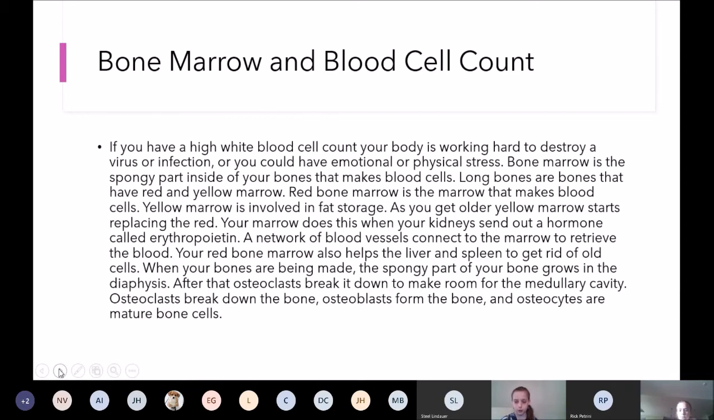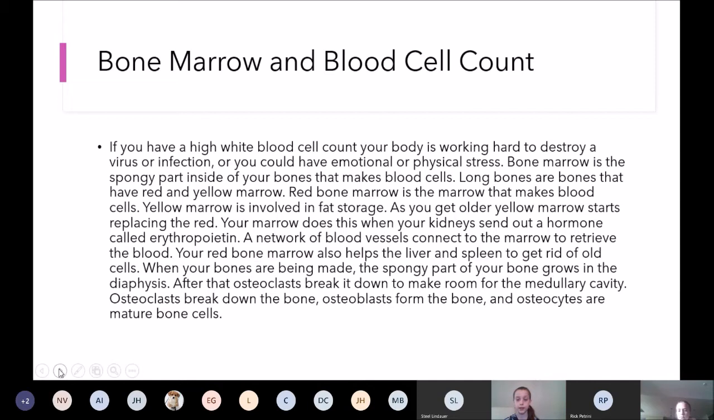When your kidneys send out a hormone called erythropoietin, or EPO, it stimulates the bone marrow to produce blood cells. Since your kidneys filter out your blood and other waste products, they will catch infection first. A network of blood vessels is sent in to retrieve the blood.